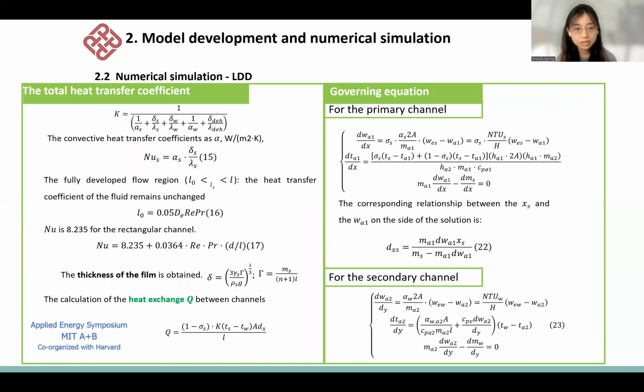The numerical simulation of LDB is also shown here. Here calculated the heat exchange Q between the channels and the total heat transfer coefficient, and the thickness of the film is obtained. Based on the above equations mentioned, the governing equations can be achieved for primary channels and secondary channels, as shown here.